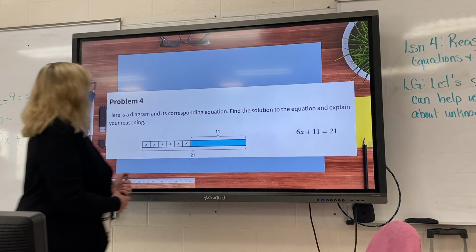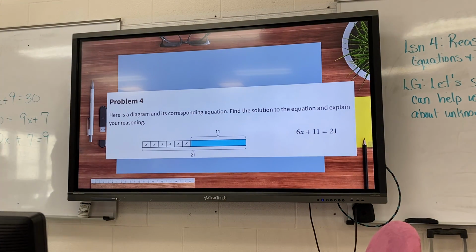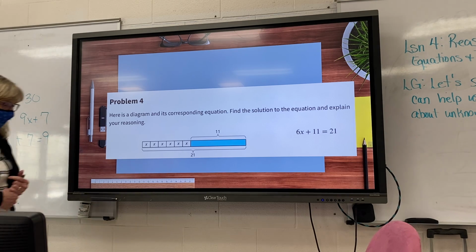All right, problem 4, here's a diagram and its corresponding equation. Find the solution to the equation and explain your reasoning. Samantha, what would I do first? Can we go ahead and draw the diagram? If you want to. That is the diagram. Any ideas, Samantha? Do you want to ask friends? Okay, put in the chat what you think Samantha should do first.